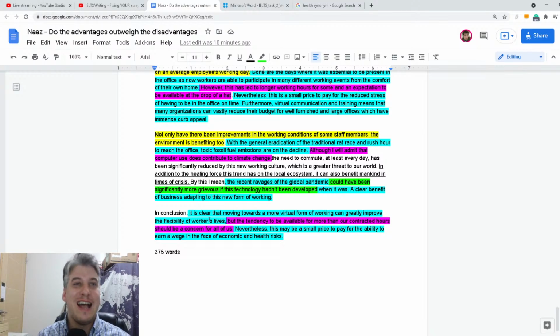It's fine. In conclusion, it is clear that moving towards a more virtual form of working can greatly improve the flexibility of workers' lives. But the tendency to be available for more than our contracted hours should be a concern for all of us. Nevertheless, this may be a small price to pay for the ability to earn a wage in the face of economic and health risks.